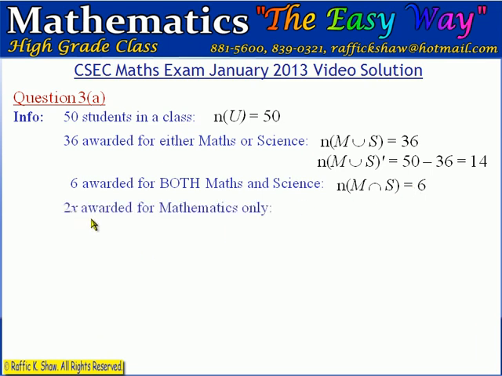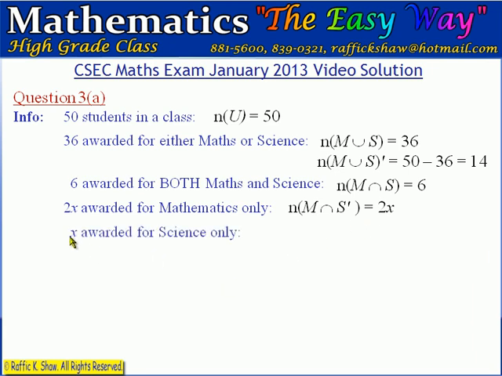Also, we are told that 2x are awarded for mathematics only. Mathematics only means those who are not awarded for science but are awarded for math, and this is represented by this set notation. The number of students in math intersect the complement of science. Students not awarded for science but awarded for math, and so this is a set notation for this piece of information, and that result is 2x. The number of students in the intersection of math and the complement of science would be equal to 2x.